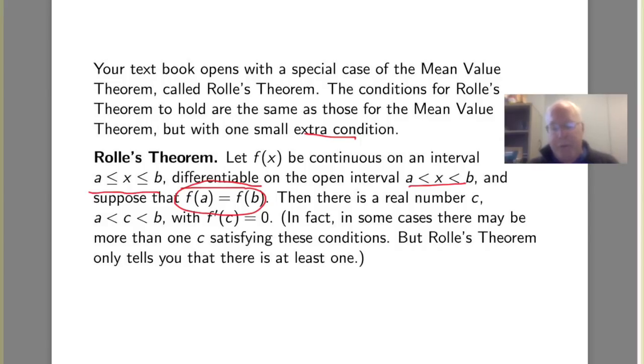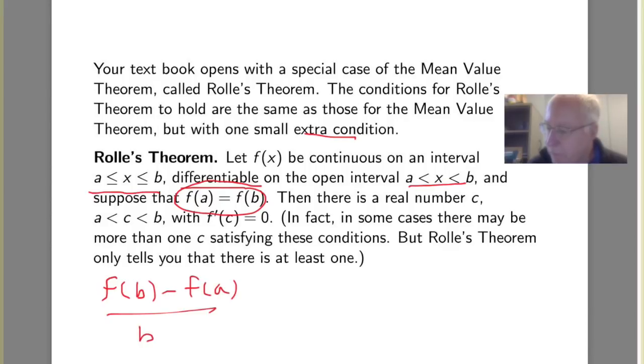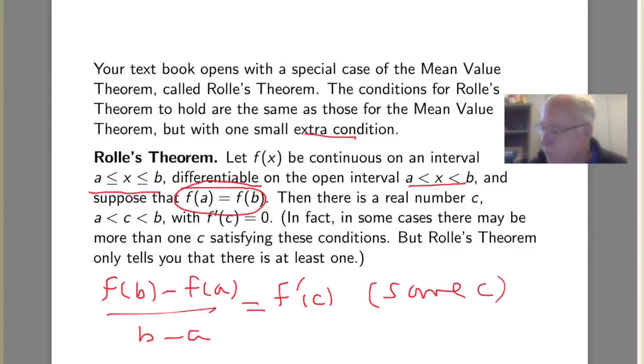In fact, just like with the mean value theorem, in some cases there may be more than one c satisfying these conditions, but all Rolle's theorem tells us is that there is at least one. So you look back at the mean value theorem, which says f(b) minus f(a) over b minus a equals f prime at c for some c. And of course, this condition f(b) equals f(a) means that this quotient actually is 0, and so we're finding a place where the derivative is 0.